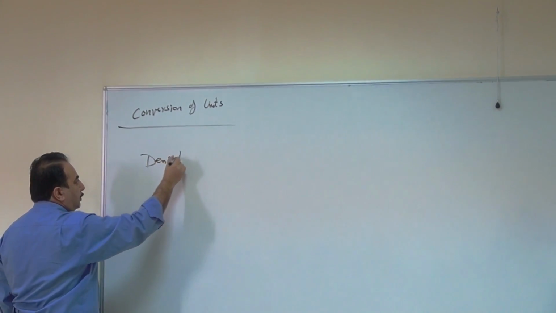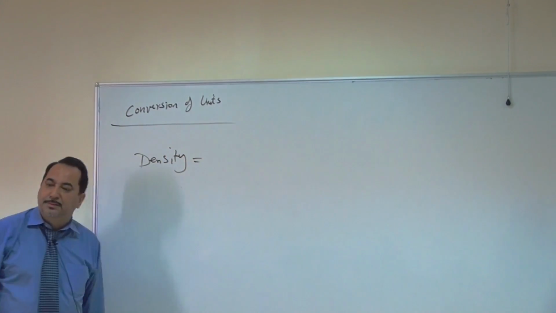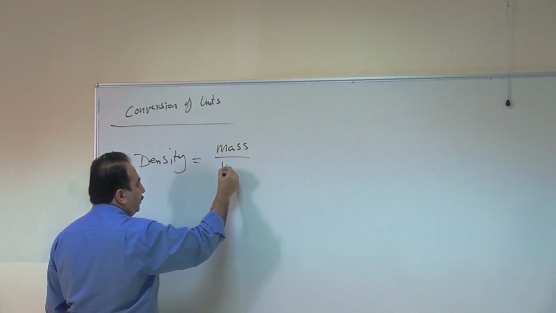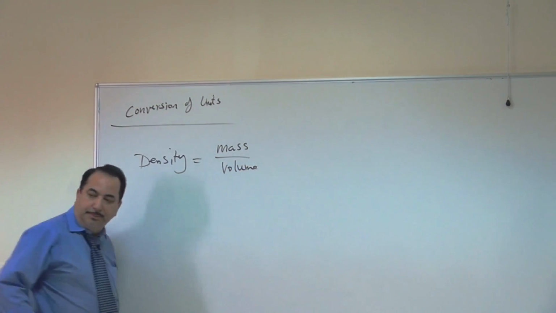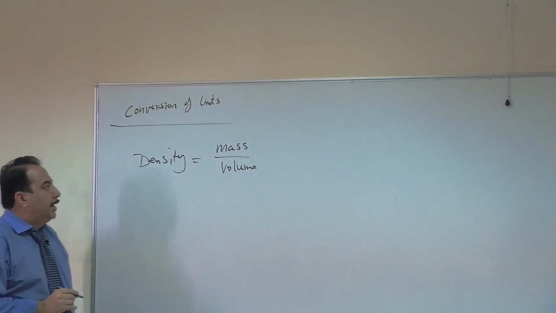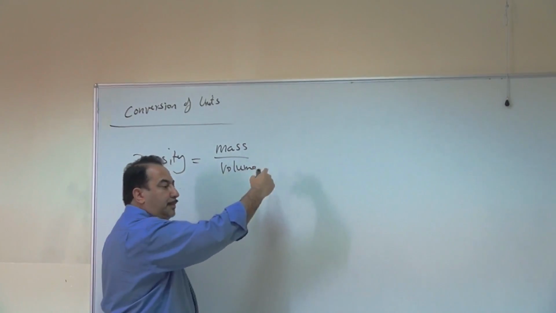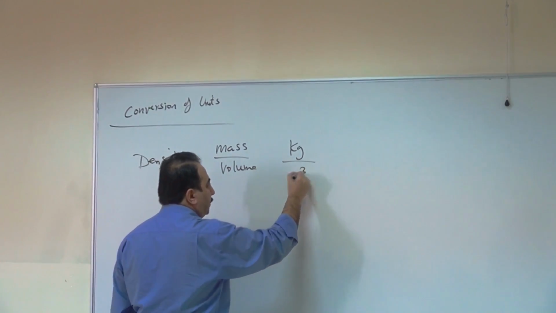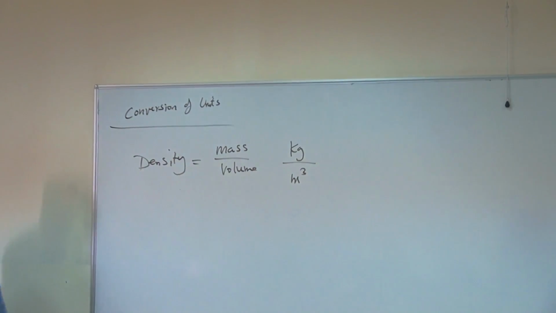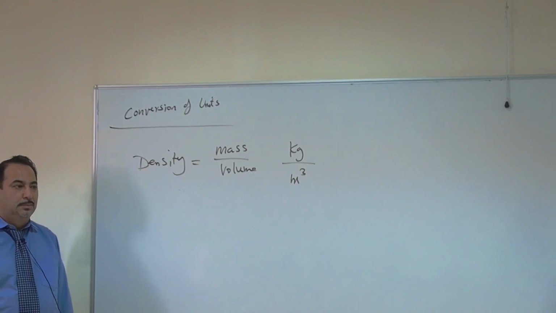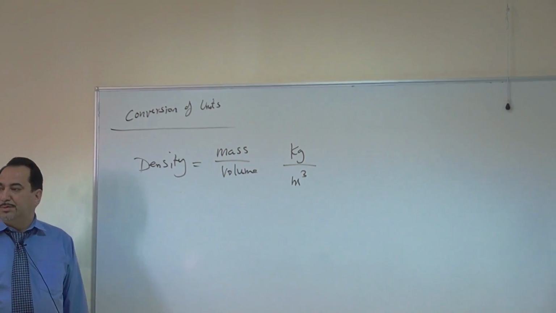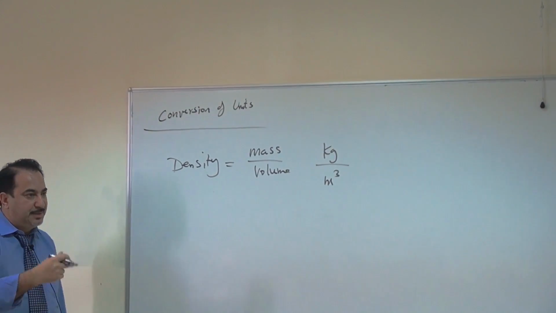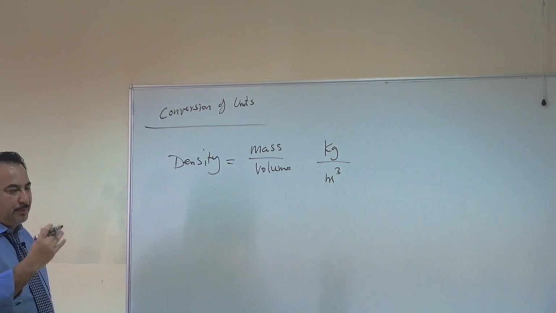Density is mass per volume, which means the unit we usually have for the mass is kilogram and for the volume meter cube. So if I have a density given and I want to convert the units from one system to another or within the same system, from large to small or from small to large.